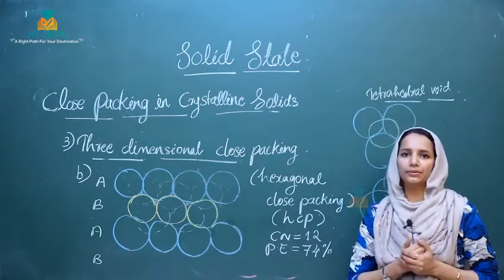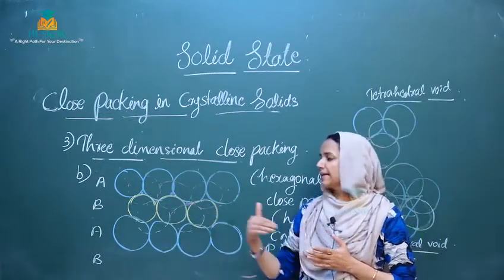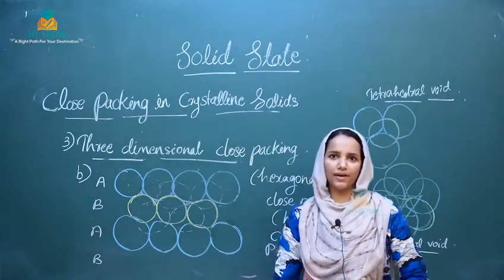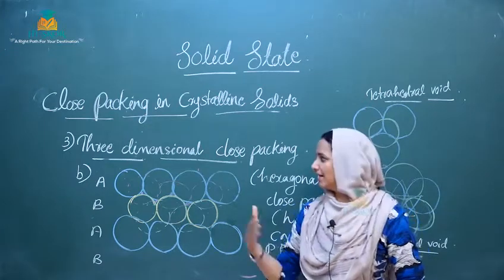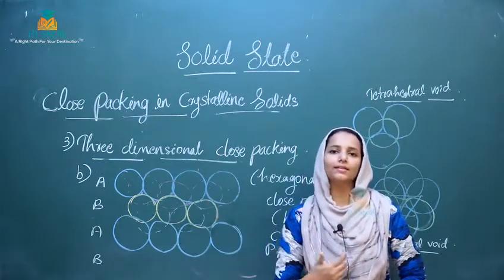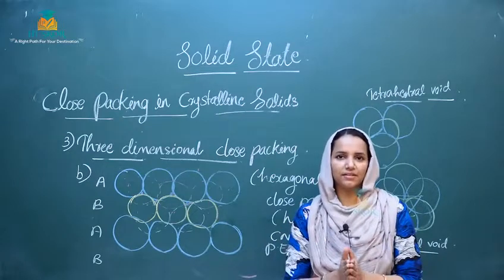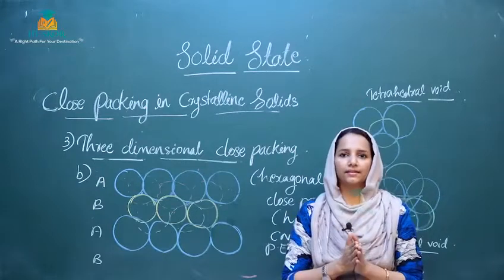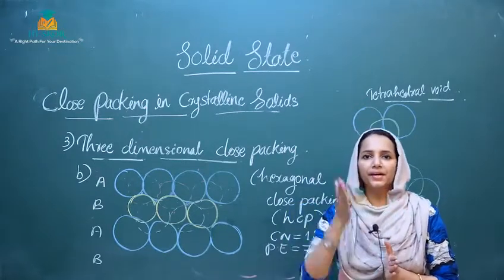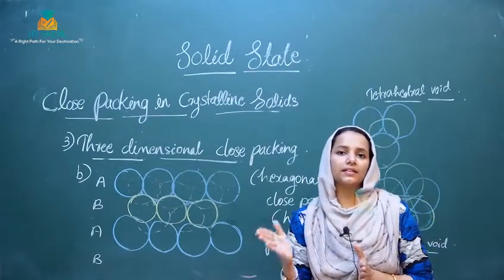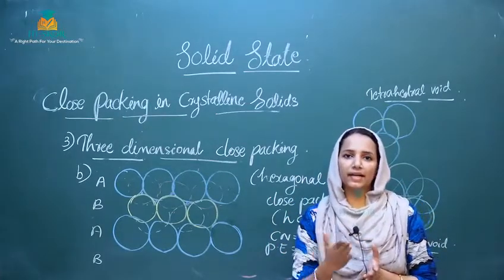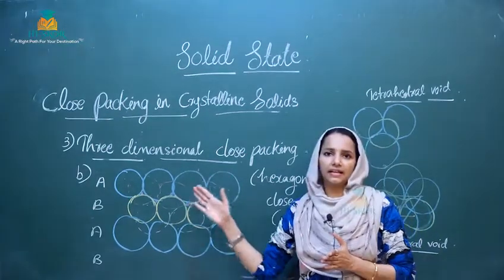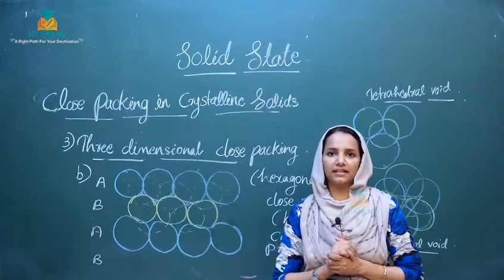Okay, just now I told you, in forming the second layer, we have the possibility of 2 types of voids, that is C void and D void. Just now we covered the C void only. When you cover the C void, you can see that the third layer will be the repetition of the first layer. What about when you cover the D void? Just imagine what will happen when you cover the D void of the second layer. You will see that the fourth layer will be the repetition of the first layer.